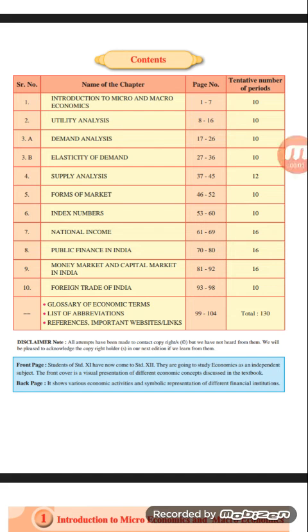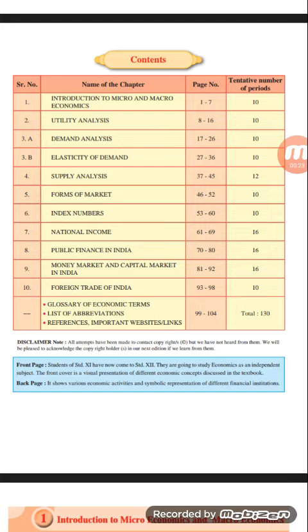Hello students, our subject is economics. This is our syllabus, the revised syllabus, that is the new one, the changed syllabus for the academic year 2021. These are the chapters we have to study this year. As you can see in the content part, a total of 10 chapters have been given.